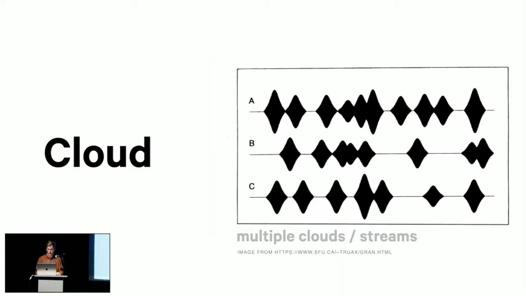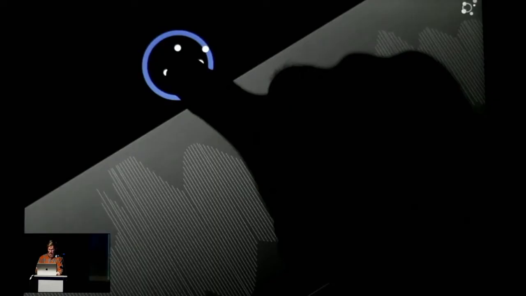If you put a bunch of grains together, that's the cloud, and it can get much more complicated, more dense, and variable. All right, we'll move on from that.